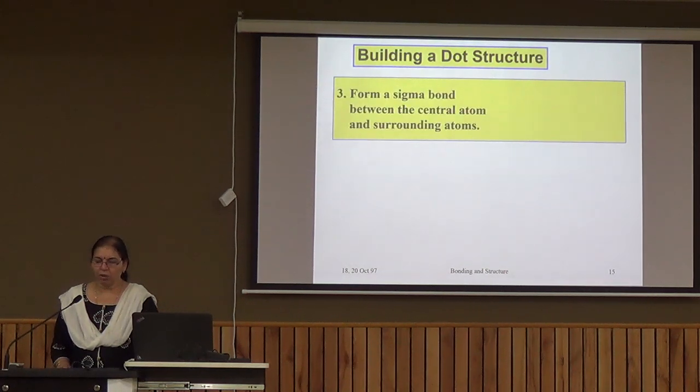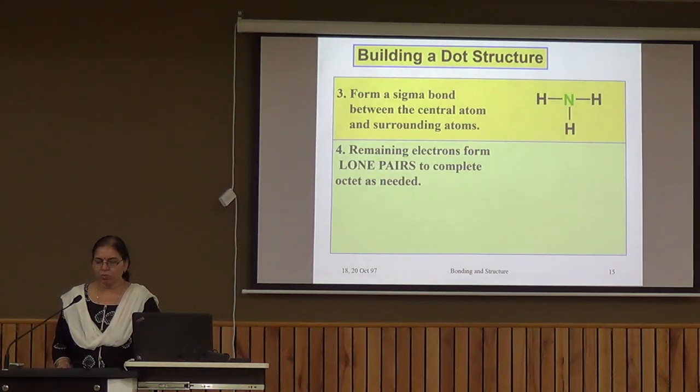Now building a Lewis dot structure, form a sigma bond between the central atom and surrounding atoms. At first we have to build the single bond between the two atoms. And remaining electrons form lone pairs to complete the octet as needed. Now see how many electrons are used in making the shared pair. 6 electrons are used in making the 3 bond pairs. How many electrons are left which are not shared between these two atoms? That is 2 electrons, and that is why we can say nitrogen has 1 lone pair and 3 bond pairs.